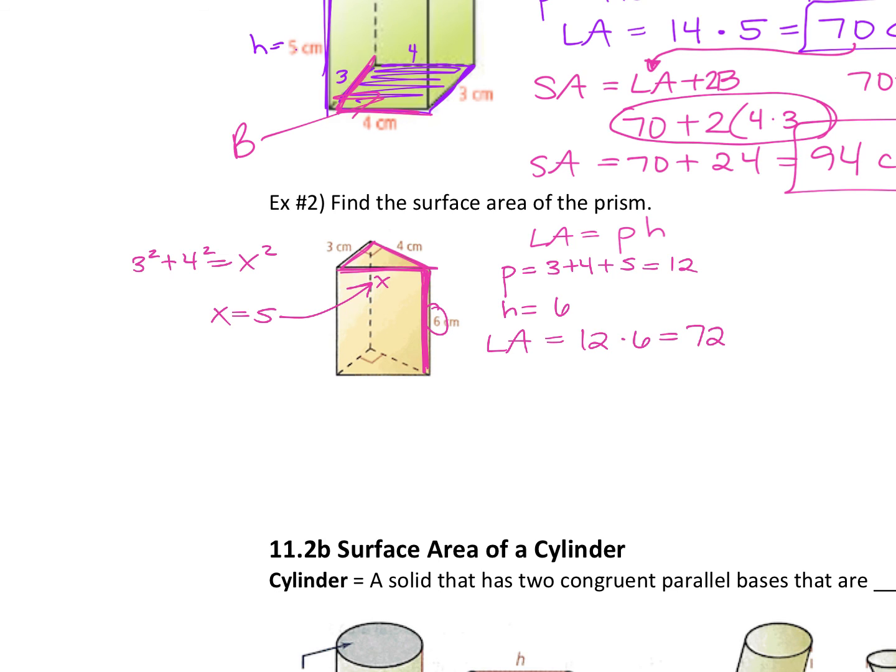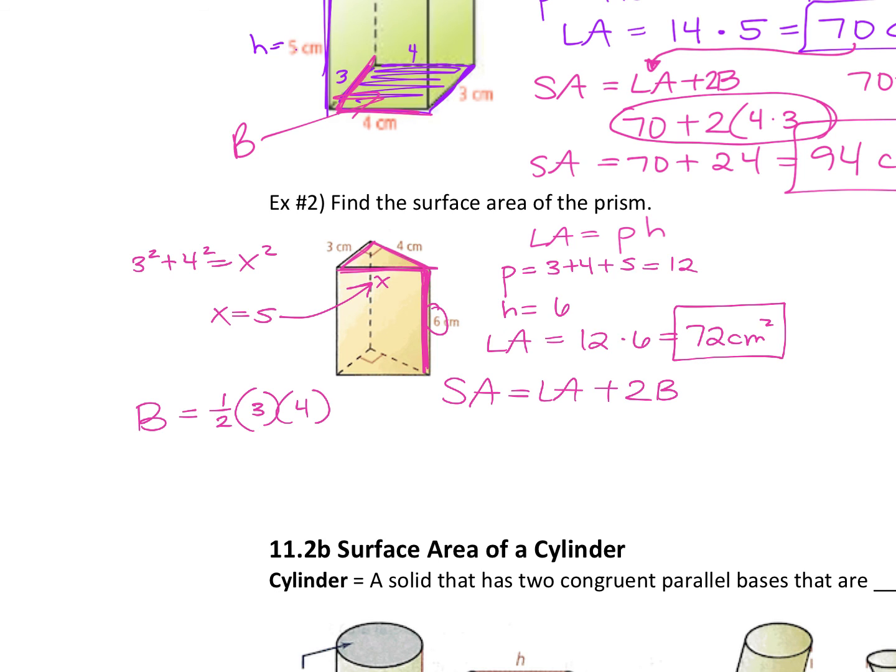So your lateral area is 12 times 6, or mental math, 72. 72 what? Centimeters squared. Okay, so that's your lateral area. Now your surface area is your lateral area plus 2 times the area of your base. What is the shape of your base right now? It's a triangle. How do you find the area of a triangle? 1/2 base times height. So your capital B is 1/2 times 3 times 4.